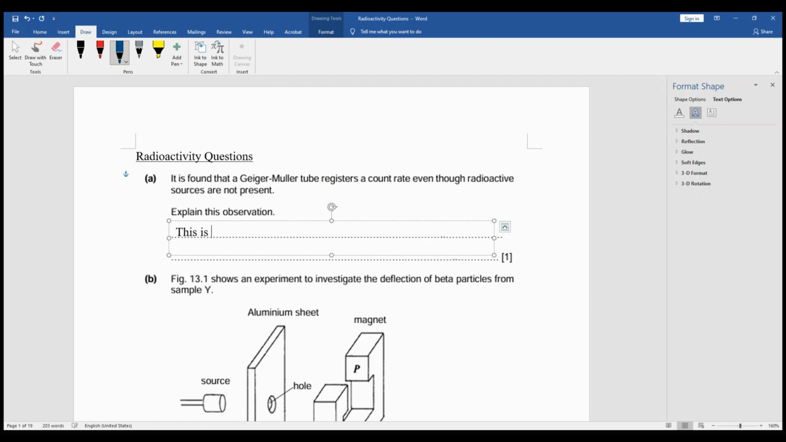This is due to background radiation. It's only one mark, but it might be good to actually explain, give some example of the possible sources of background radiation as well.